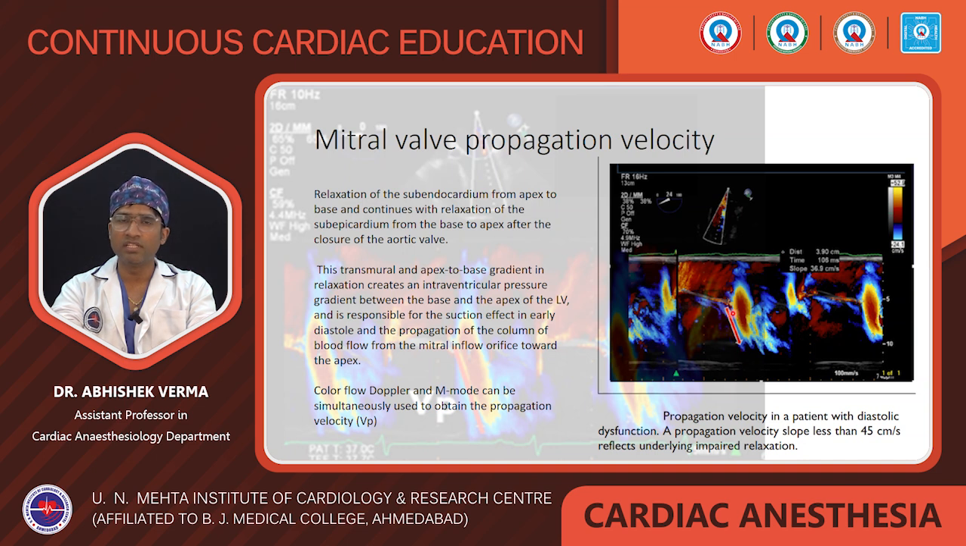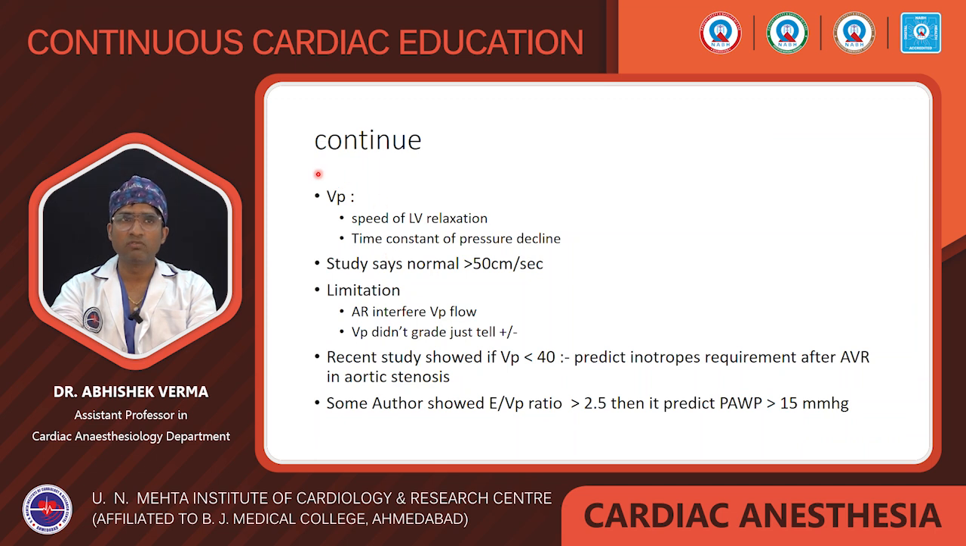This turbulence of the E wave is shown when we measure the slope with the caliper in TEE, and we find that if the propagation velocity is less than 45 centimeter per second, it reflects impaired relaxation. Normal is more than 50 centimeter per second, but if it is less than 40, it will predict inotropic requirement after aortic valve replacement in AS. And some authors show that the E divided by V propagation velocity ratio, if more than 2.5, predicts a pulmonary artery wedge pressure of more than 15 mm Hg.